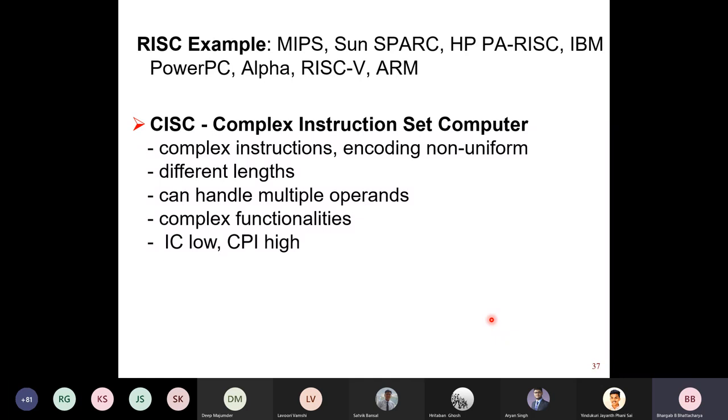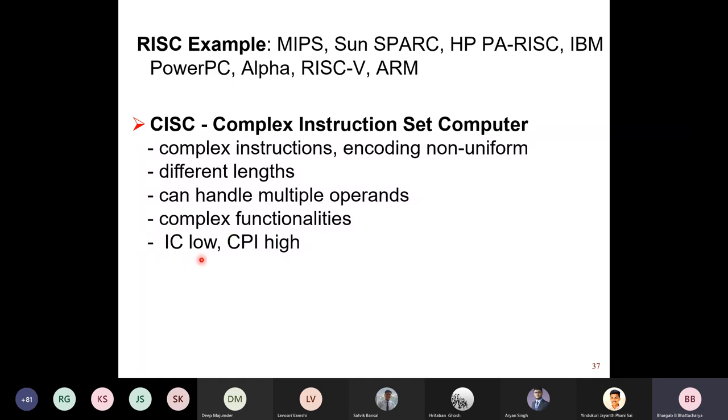In the case of CISC, complex instruction set computer, instructions are more complex. Memory addressing is also there in the instruction. There may be non-uniform instruction length, a different length you can see. There may be a specification of multiple operands in the same instruction. It can handle complex functionalities in one instruction.